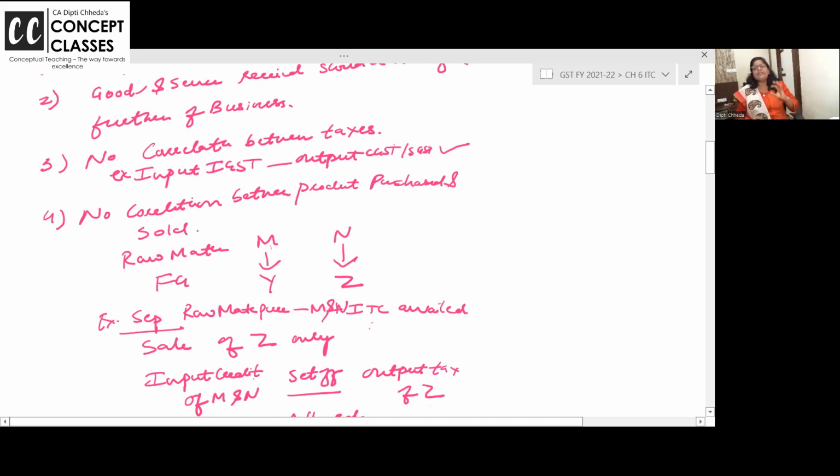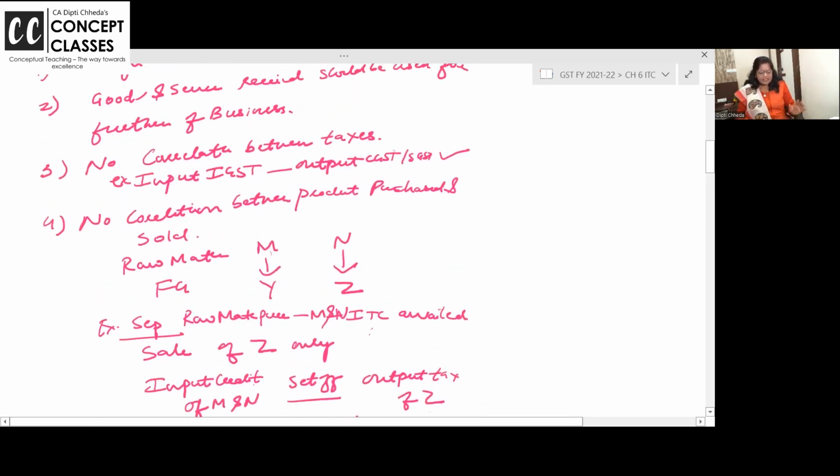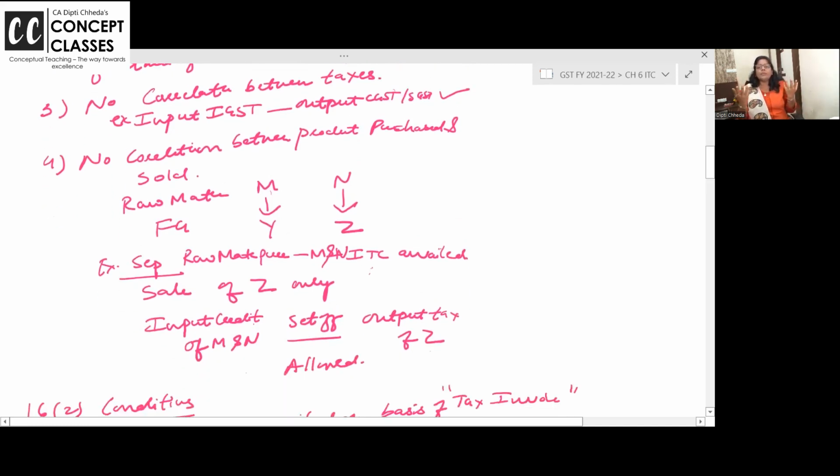This example we have done in the first chapter, we will again be doing at the end of this chapter. So, no correlation between taxes. Next point is no correlation between products.